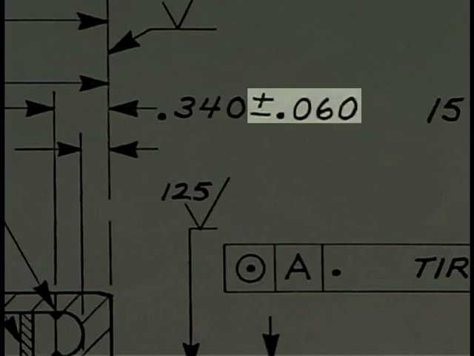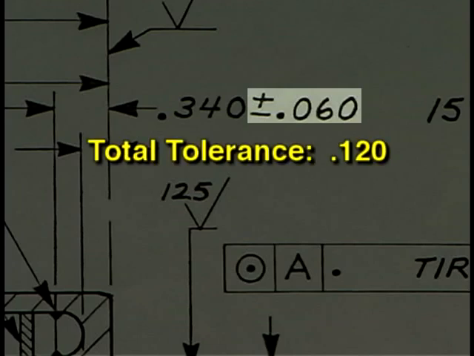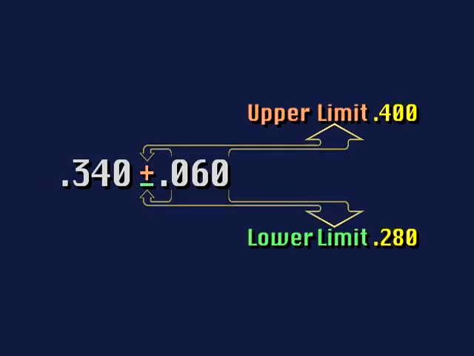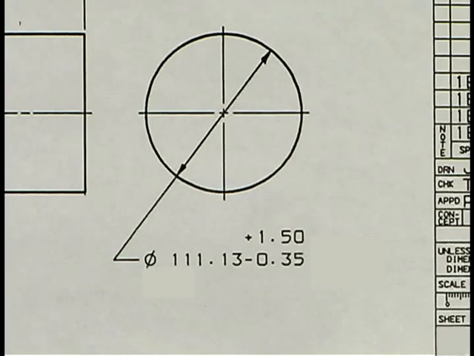This means the feature can be 60 thousandths above the nominal or 60 thousandths below the nominal, for a total tolerance of 120 thousandths. With a nominal dimension of 340 thousandths of an inch, the feature can be as large as 400 thousandths or as small as 280 thousandths and still be acceptable. These values are defined as the upper and lower limits of the tolerance zone. On some dimensions, the tolerance is not evenly split.